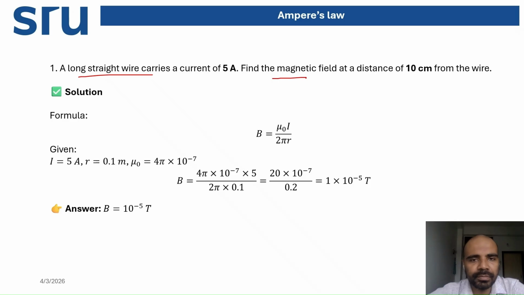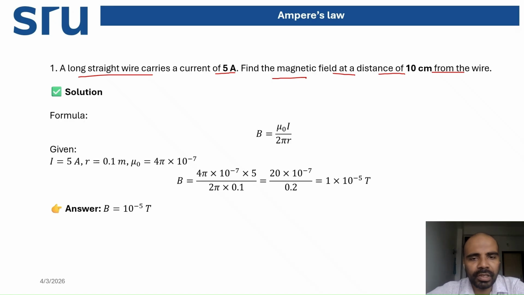The problem states that a long straight wire carries a current of 5 ampere. Let's consider it an infinitely long steady current carrying conductor. So a long straight wire carries a current of 5 ampere, and you need to find out the magnetic field at a distance of 10 centimeter from the wire.